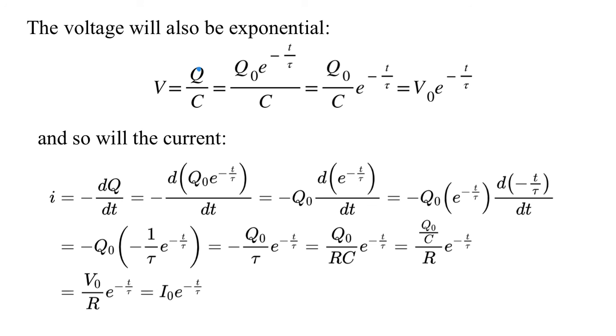which gives us a plus sign, that is a mistake here. So this minus, this minus, and this minus give us plus. We have Q0 over tau e to the minus t over tau. But tau, remember, is RC, so it's Q0 over RC, e to the minus t over tau. We'll bring this up here and call this Q0 over C all over R, but Q0 over C is the initial voltage, and voltage over R is the current, so that the current becomes the initial current, e to the minus t over tau.